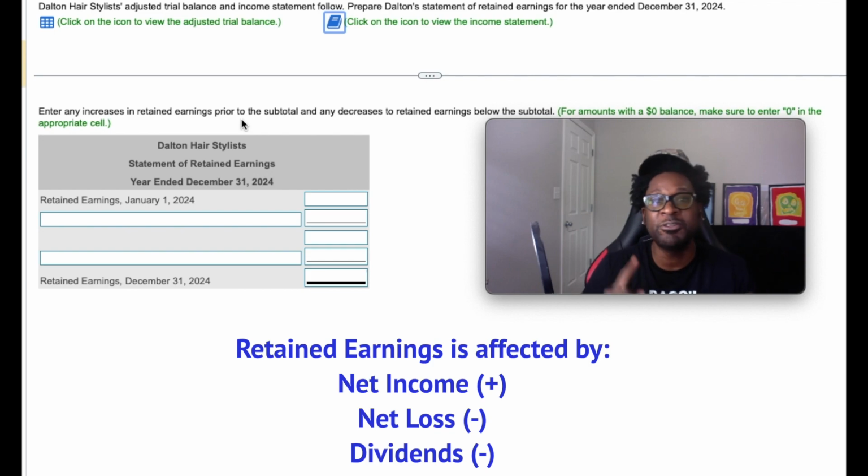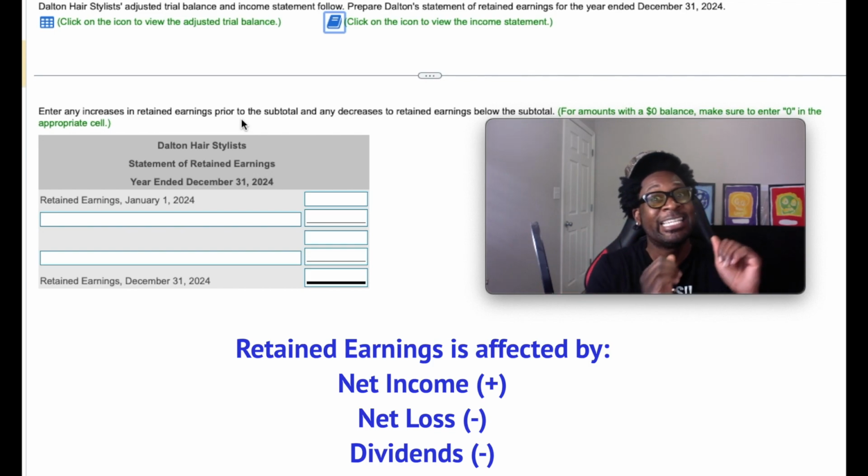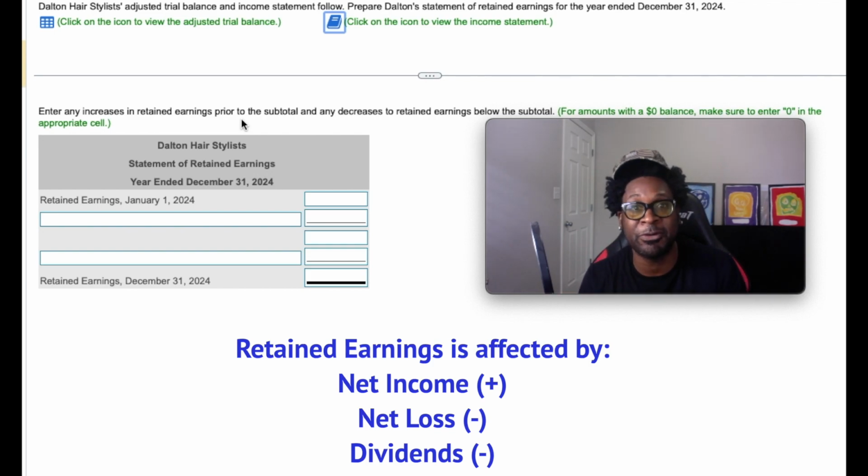Therefore, any revenues or expenses, i.e. net loss or net income for the period, will affect retained earnings. Net income will increase retained earnings, and net losses will decrease retained earnings.